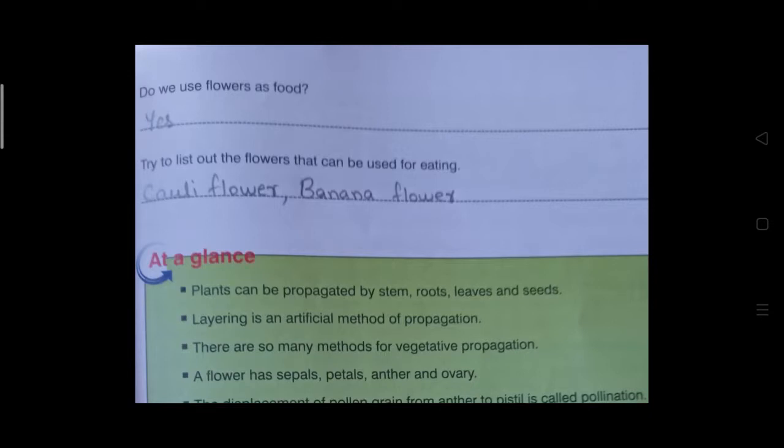The last two questions are, do we use flowers as food? Yes, of course we are using flowers as food. Try to list out the flowers that can be used for eating. I have mentioned two flowers which we are eating. So you can also mention some more.